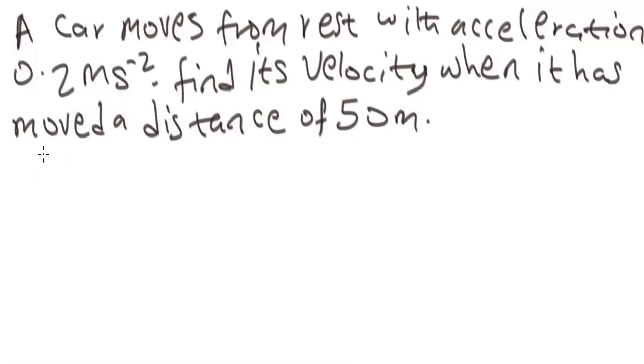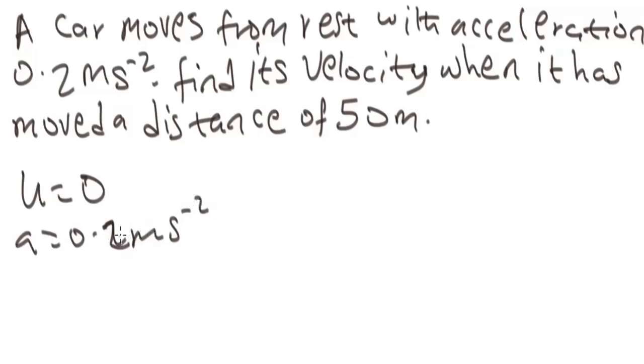Alright, so let's begin by getting our parameters. In this question, since it said the car moves from rest, the initial velocity will be 0. Since it's at rest, nothing is happening, so the initial velocity will be 0. Then our acceleration a is 0.2 meter per second square. We don't have our final velocity v, and this question doesn't have time. Find its velocity when it has moved a distance of 50 meters, so the distance is 50 meters.